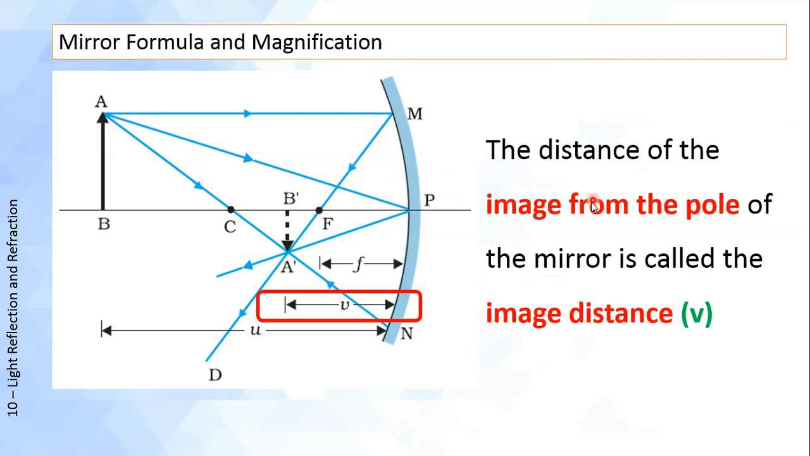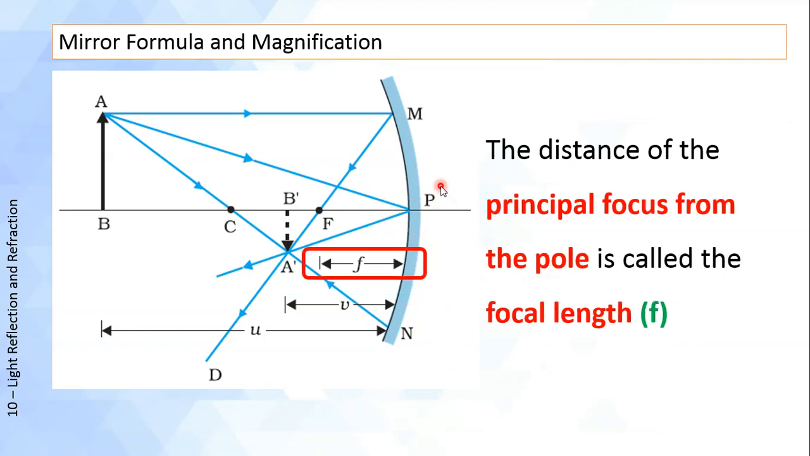The distance of the image from the pole of the mirror is called the image distance. The distance must be measured only from the pole of the mirror. The last one, the distance of the principal focus from the pole is called the focal length. Whenever measuring either focal length or other distances, you have to follow the Cartesian sign convention.